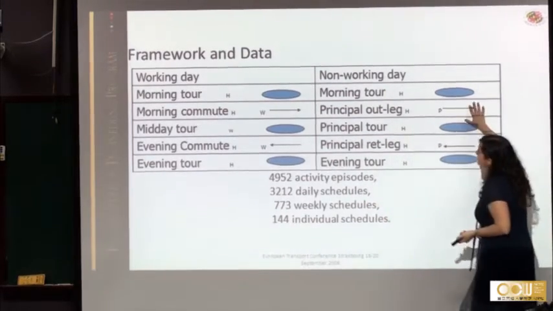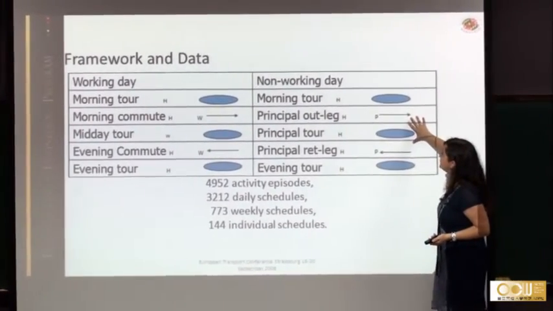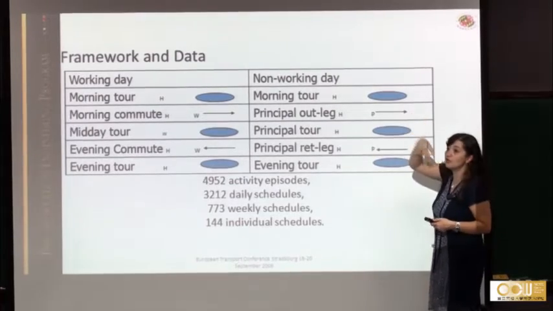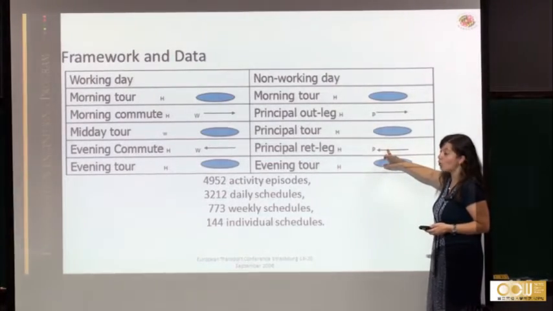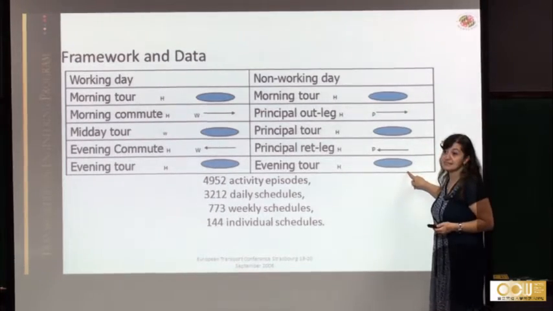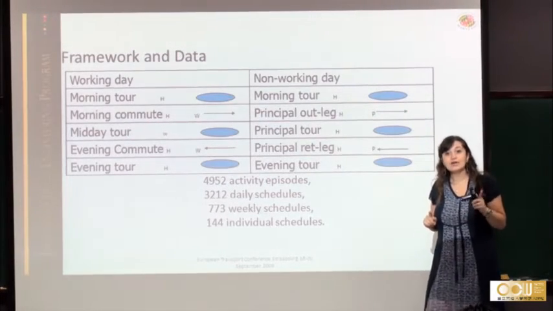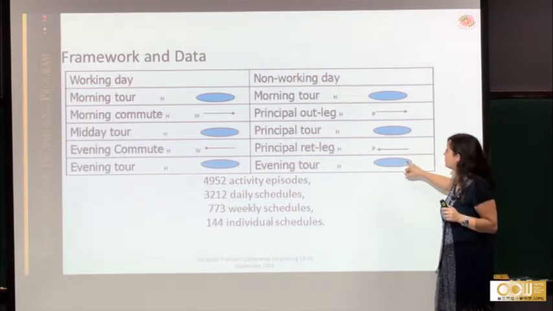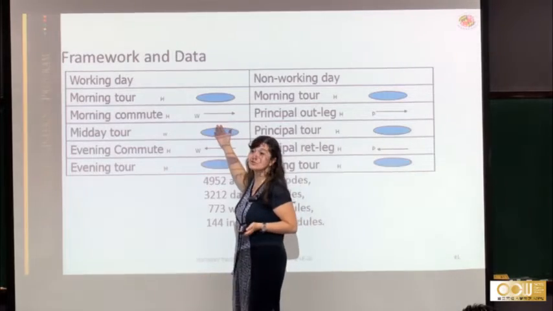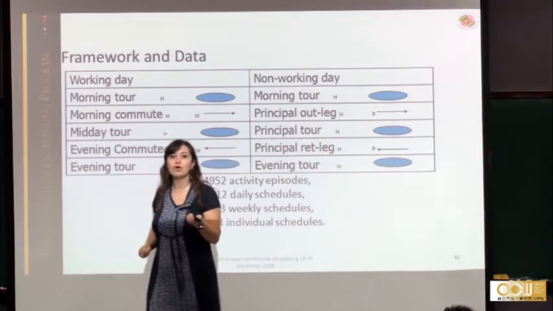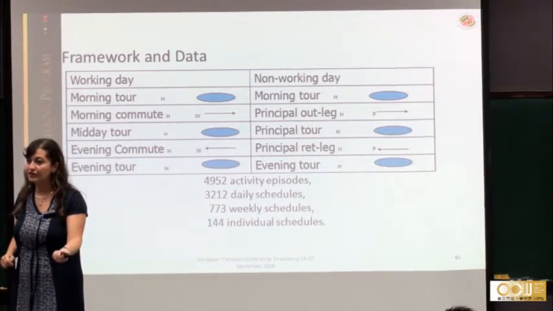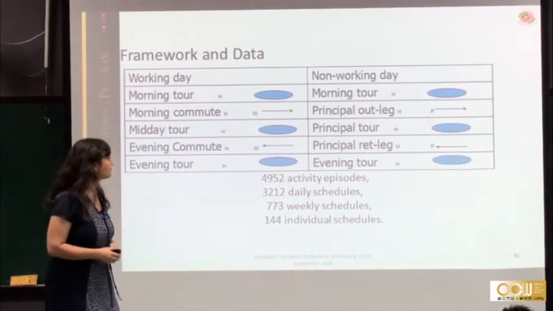The same here, non-working day, I have a principal activity. So out leg, going out and return home. And then I have what happens before that and what happens in the evening. You can also have more of this. For example, you can have multiple tours after the commute, right? For example, you go back home from work, then you go out for shopping, you go back home, and then you go out for a restaurant. You can have multiple of these tours.